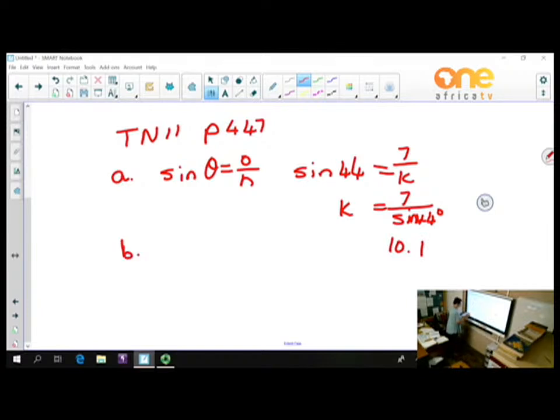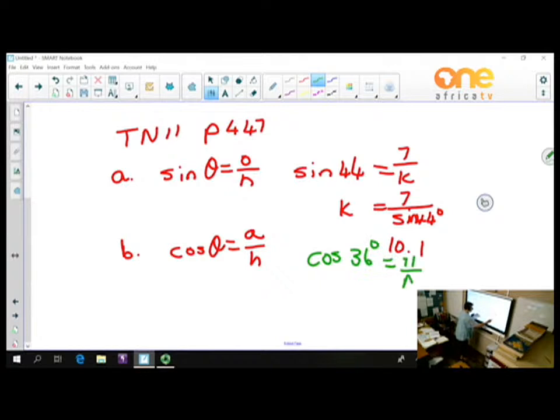Number B, which function? Cosine. Cosine theta is equal to adjacent over hypotenuse. Substitute: cosine 36 degrees is equal to 11 over n. Can you see that it's the included angle? Which method? Bottom divide. 11 divided by cosine 36 on your calculator is equal to 13.6.